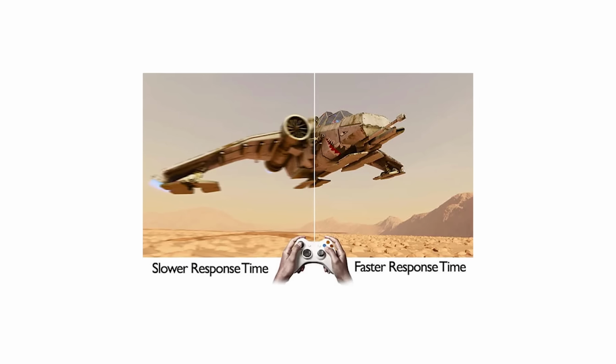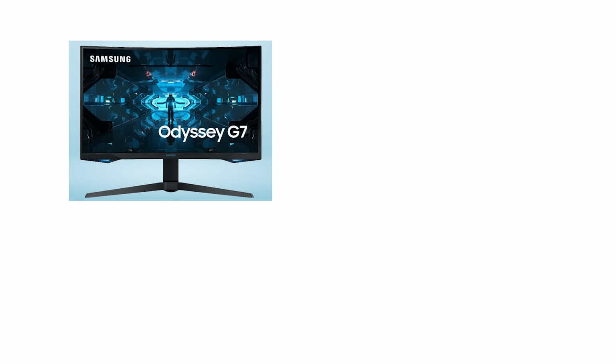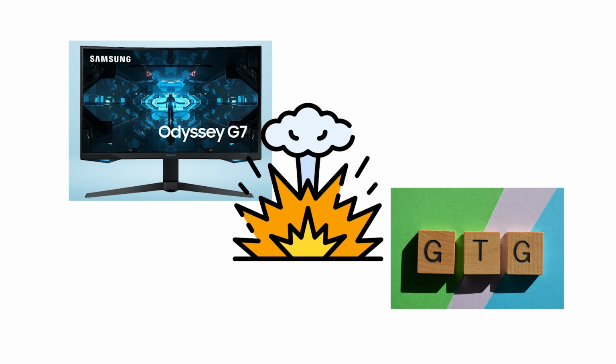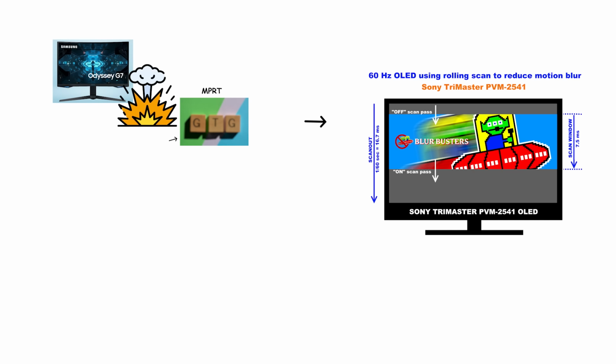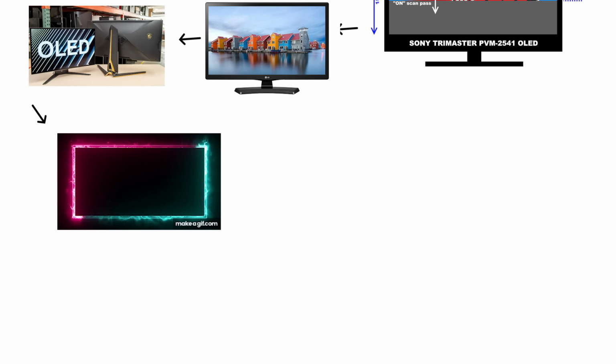In other words, GTG is how fast pixels can move, while MPRT is how long your eyes keep seeing them. A monitor can have a blazing 1 millisecond GTG, but still look blurry if its MPRT is high, because sample and hold displays, like almost every LCD, and OLED keep each frame lit the whole time.